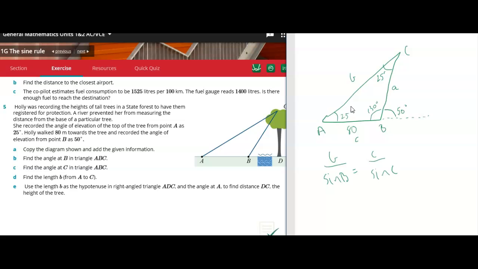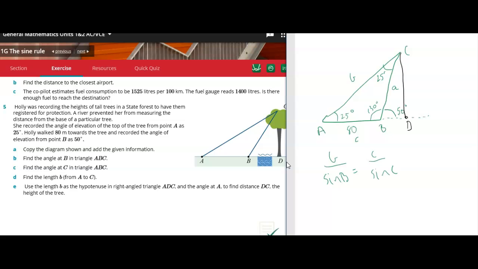Use the length b as the hypotenuse in a right angle triangle ADC, and find the angle at A to find the distance DC, the height of the tree. Okay, so it took me a while to actually figure out what it was asking, but we can draw a line down here, which represents our tree. Oh, there it is, point D. And it's saying use this answer here from the previous question and find this length here, D to C.